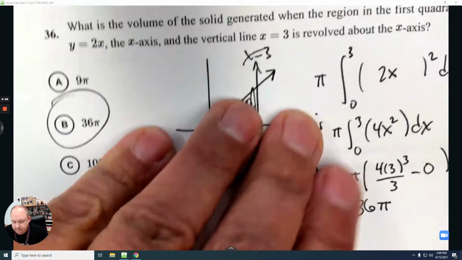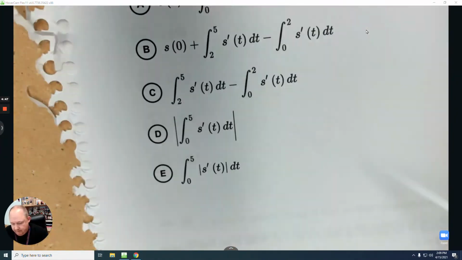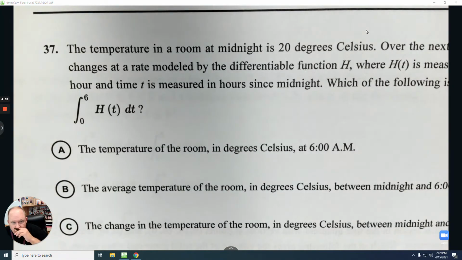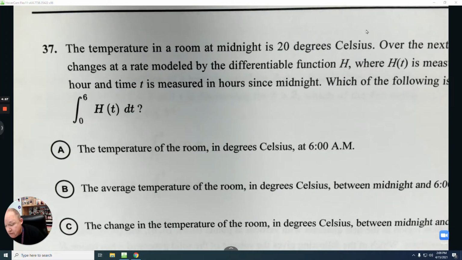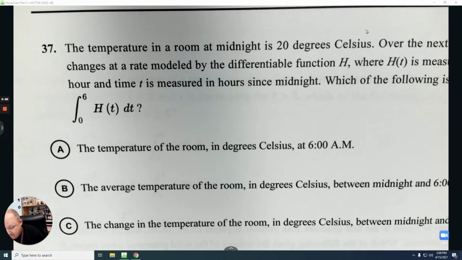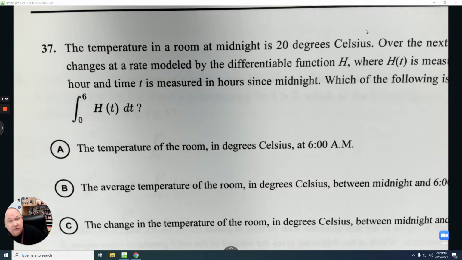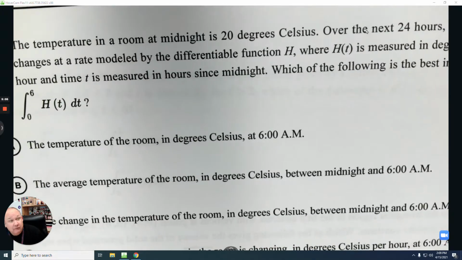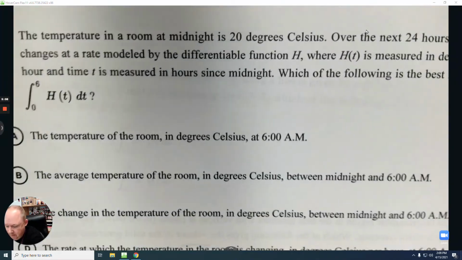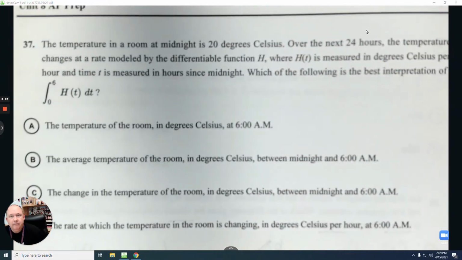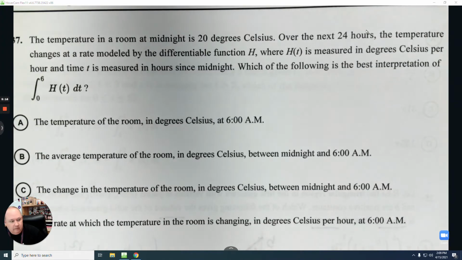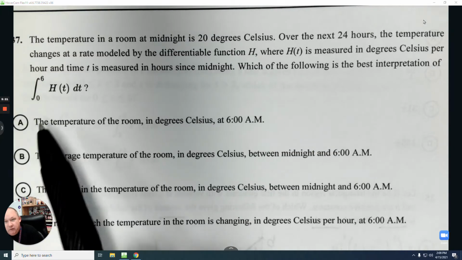37. The temperature in a room at midnight is 20 degrees. Over the next 24 hours, the temperature changes at a rate modeled by that differential equation, H of t, in degrees Celsius per hour, with t measured in hours since midnight. And it says, which of the following is the best interpretation of what you see here?